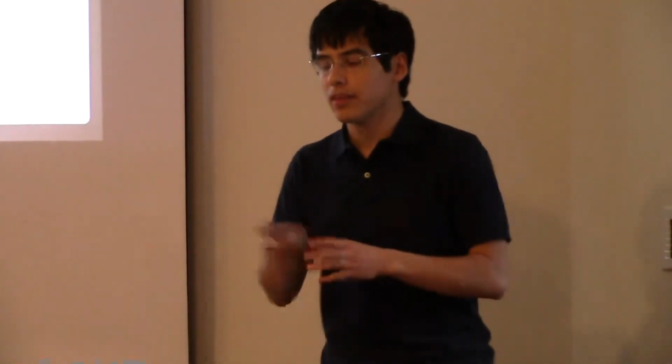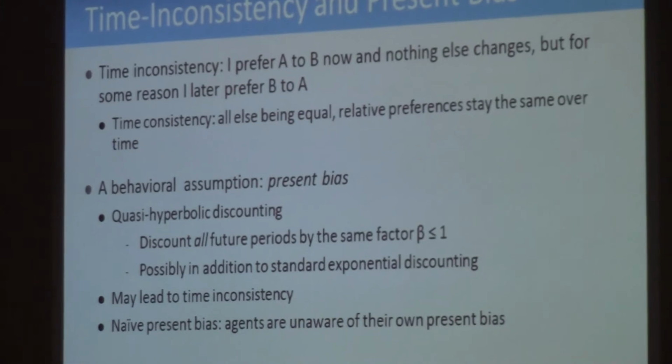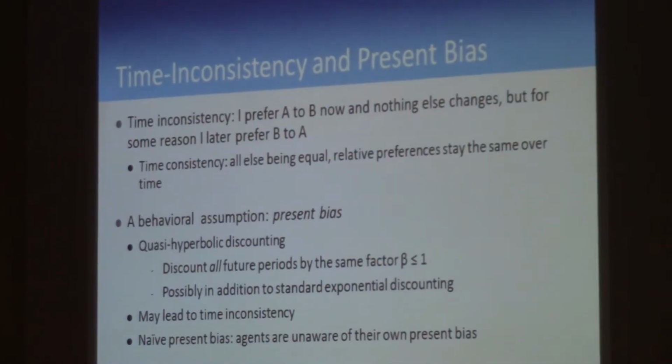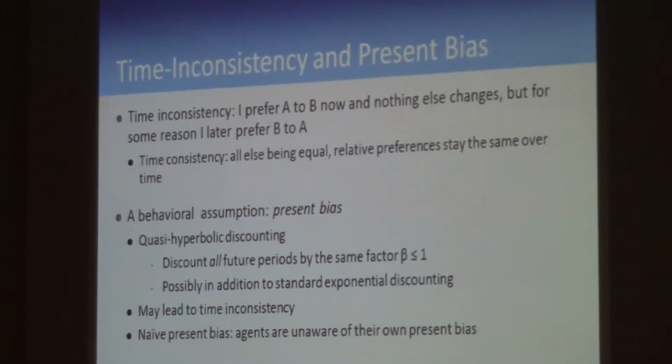All right, so specifically a behavioral economics phenomenon I'd like to talk about is this idea of time inconsistency, which is related to a similar idea of present bias. Time inconsistency basically says my relative preferences change over time. Today I prefer A to B. Ten years from now nothing changes, but I prefer B to A. You can see that'd be a strange thing to say, since nothing else really changes.